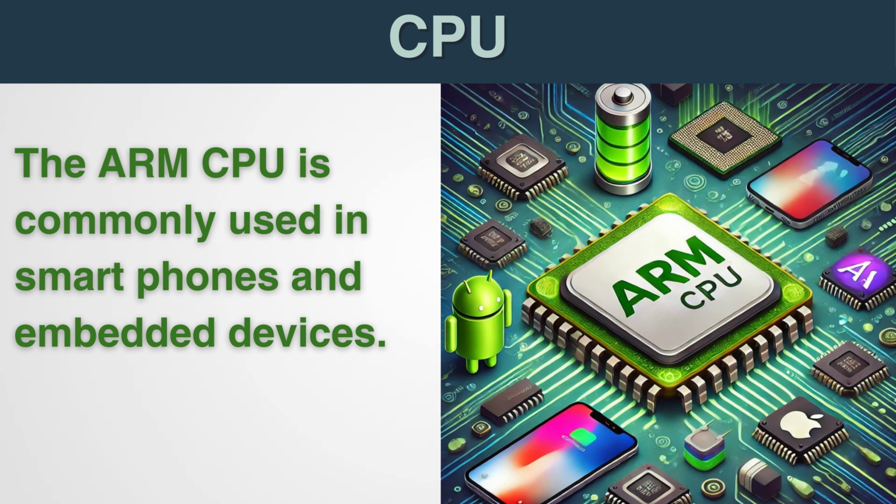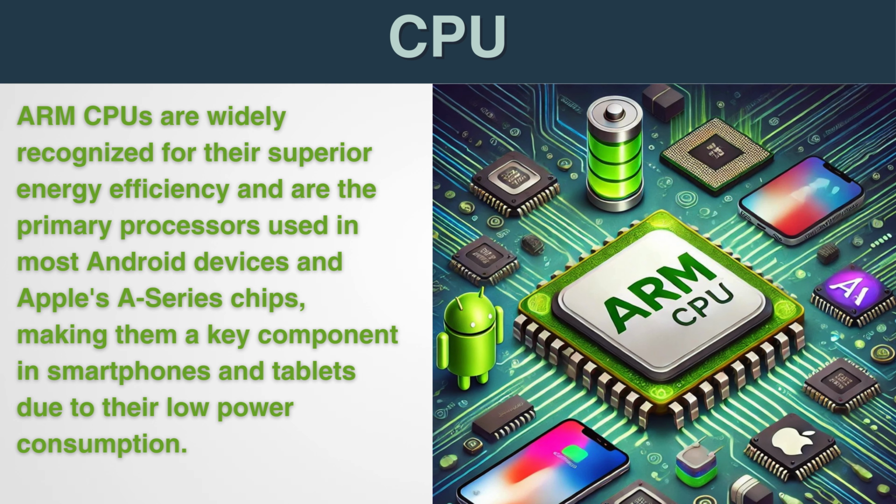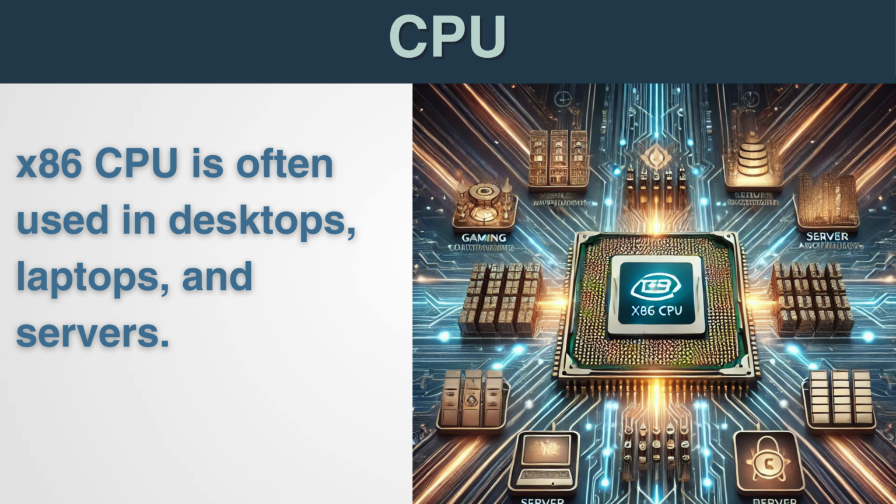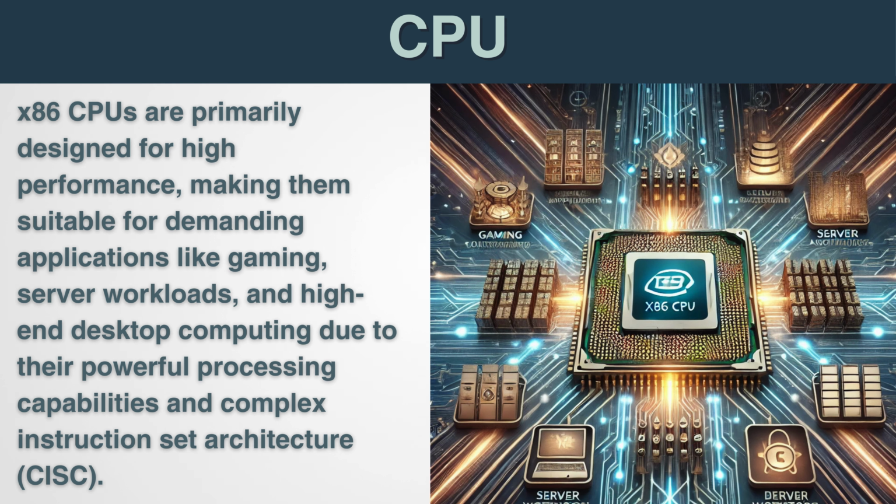And the ARM CPU. This is a type of processor designed with a focus on energy efficiency, commonly found in smartphones and embedded devices. CPUs in most Android devices and Apple's A-series chips have ARM CPUs. And the x86 CPU is a widely used CPU architecture in desktops, laptops, and servers designed for high performance. Intel Core i7 or AMD Ryzen processors are examples of x86 CPUs.